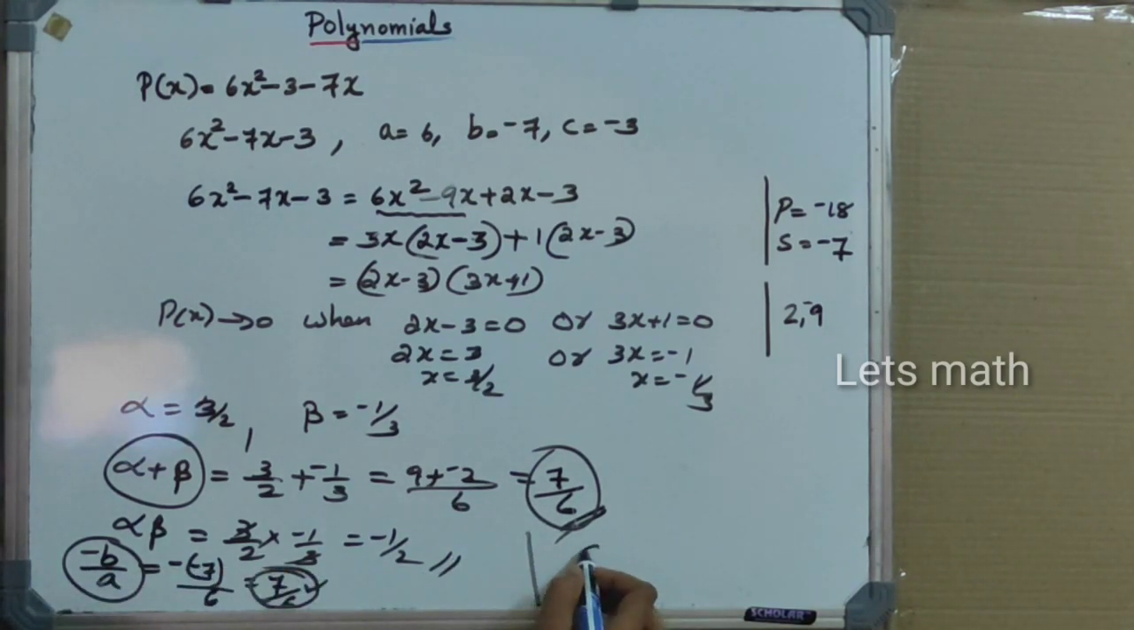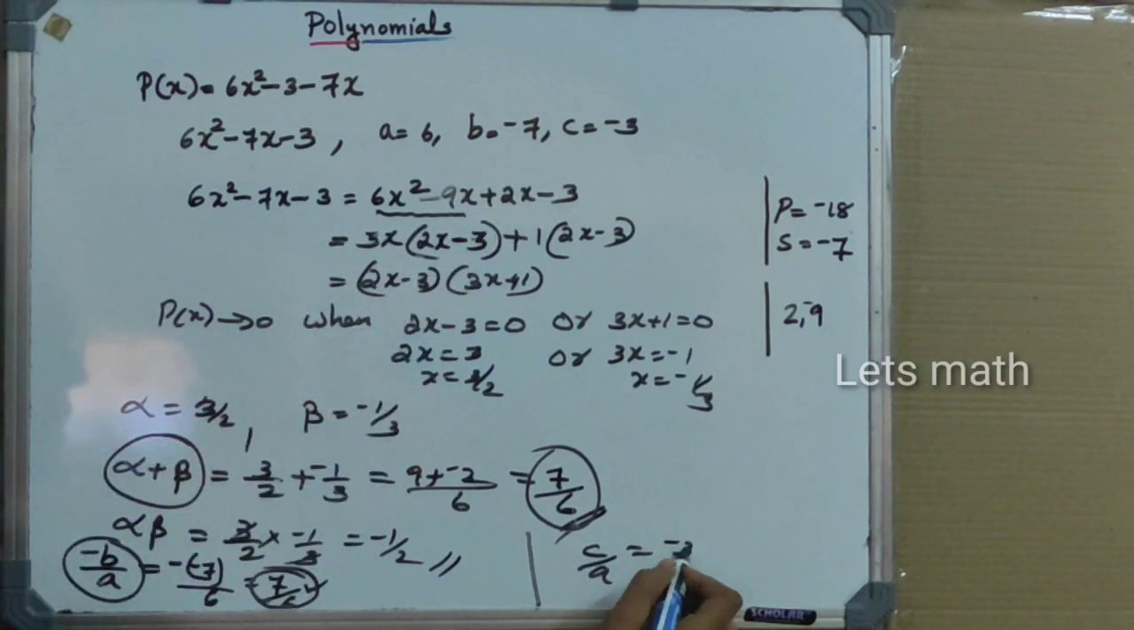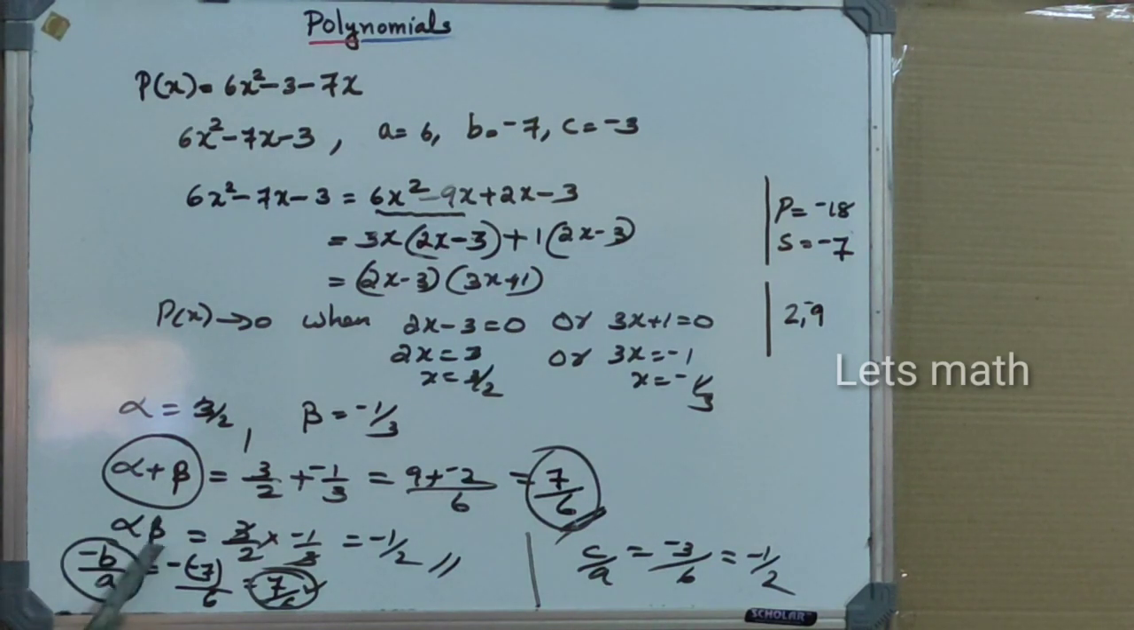Again, the product is c by a. What is c by a? What is c? Minus 3. What is a here? 6. So if you simplify this, we get minus 1 by 2. And look at alpha beta. Alpha beta is minus 1 by 2, and c by a is also minus 1 by 2. So alpha beta and c by a are the same.